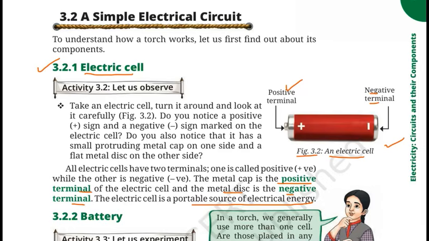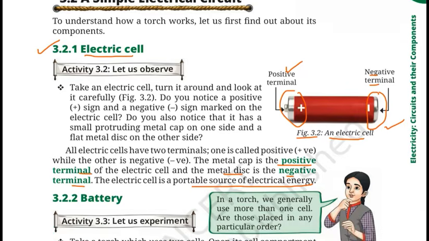All right. So all of you have understood what is an electric cell. An electric cell is a portable source of electrical energy. Now you all have understood how it is made. It has a metal cap and a metal disc. The metal cap is the positive terminal and the metal disc is the negative terminal. And you will see this positive and negative marked on the electric cell itself. Okay. So you can easily identify the positive and negative terminals of the cell.